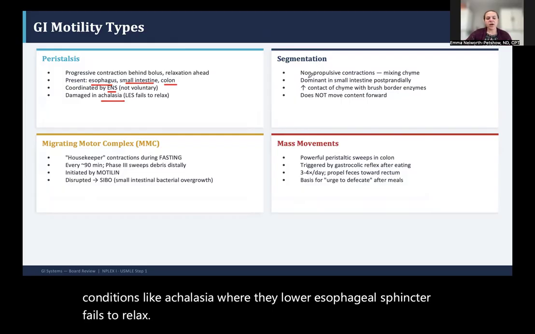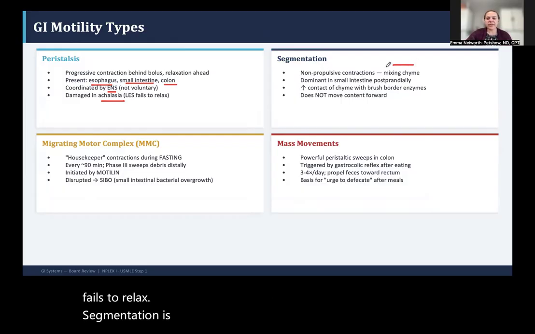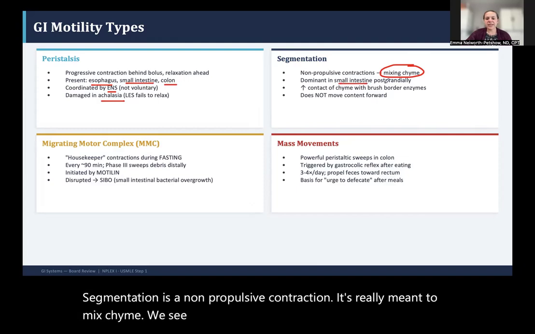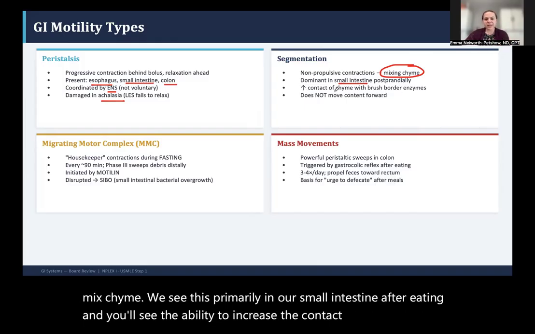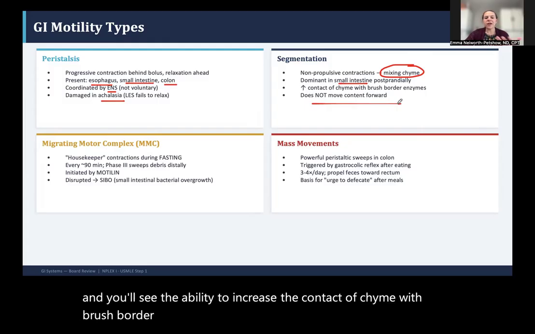Segmentation is a non-propulsive contraction. It's really meant to mix chyme. We see this primarily in our small intestine after eating, and you'll see the ability to increase the contact of chyme with brush border enzymes, but it's not actually moving content forward as it is in peristalsis.